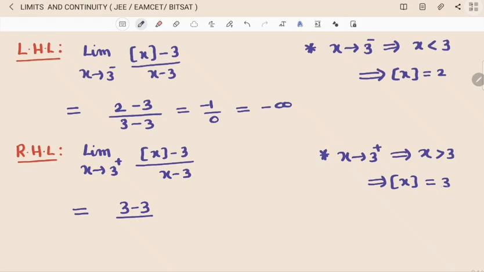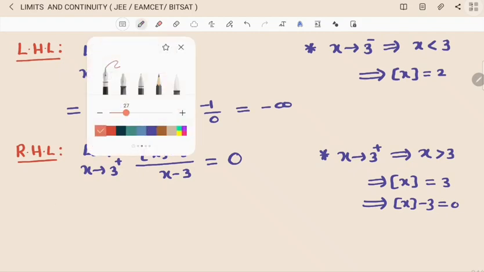Whenever x is equal to 3, before that only you can calculate. Step x minus 3 value goes to be 0, so the numerator itself is 0. Numerator is step x minus 3, which is 0. 0 by anything is 0, no need to substitute also. So left hand limit and right hand limit both are not equal.